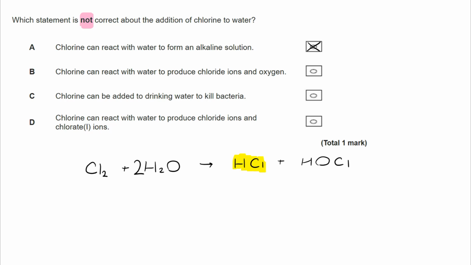So that means that the answer is A, because we're not making an alkaline solution, we are most definitely making an acidic solution. Now, you might want to go through and review each of the others so that you can be confident that they are the wrong answers. But I'm going to move on at this point to the next question.